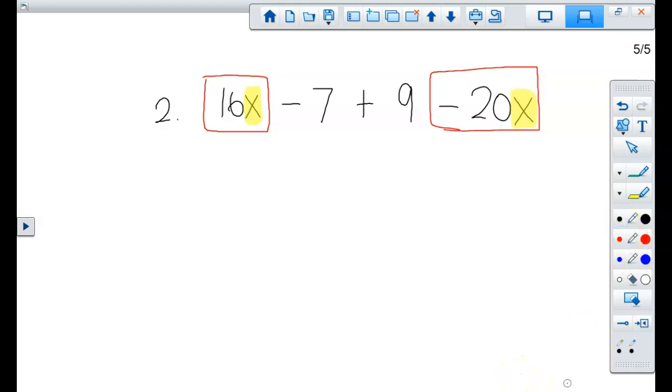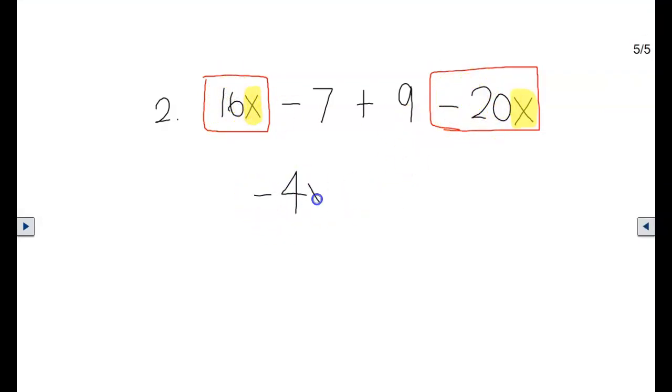So now we're going to combine these. Since they are like terms, we can combine. So we're going to do what this says. This says to do a positive 16 minus 20. So if I do a positive 16 minus 20, I'm going to get a negative 4x. So I'm going to write that down.